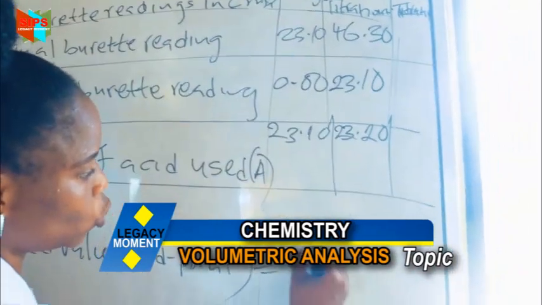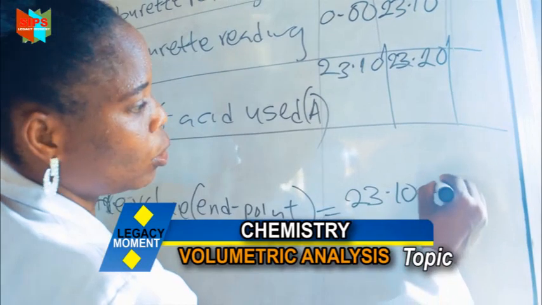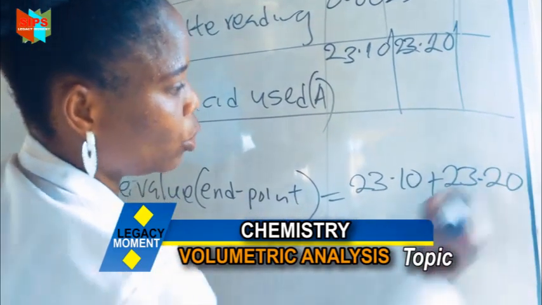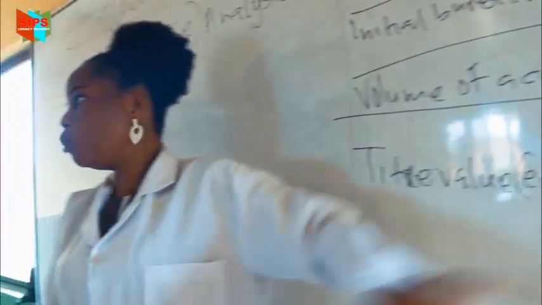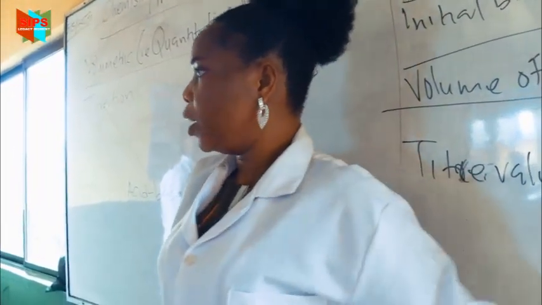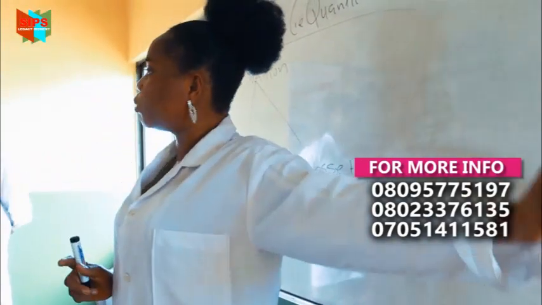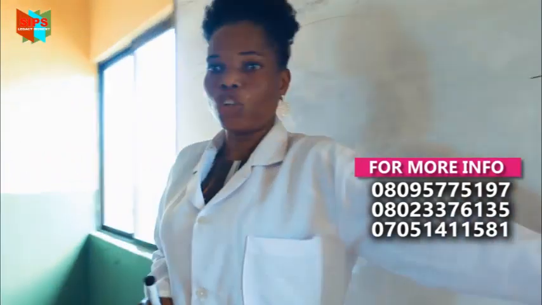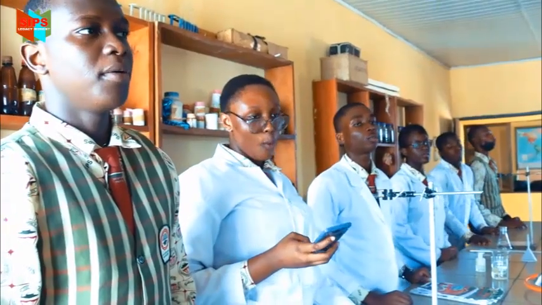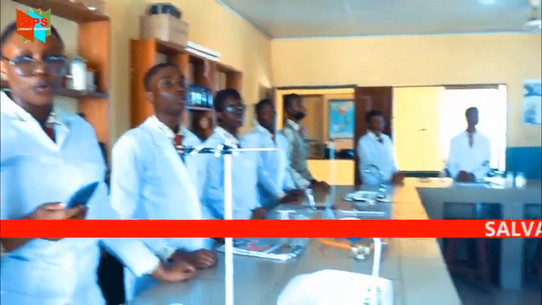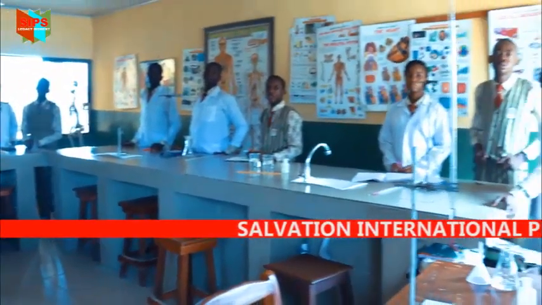So it's going to be 23.10 plus 23.20 divided by 2. I titrated twice and I'm using 2 values, so I have to divide by 2. If I'm using 3 values that are very close, I divide by 3. This gives 23.15 centimeter cube, and it is known as the titre value in the titration.